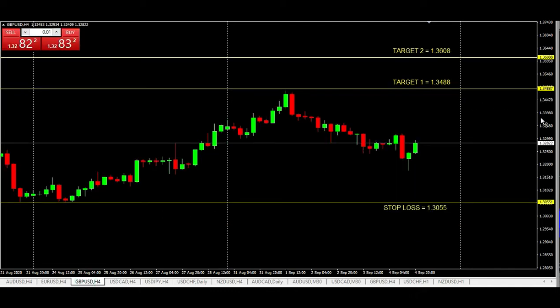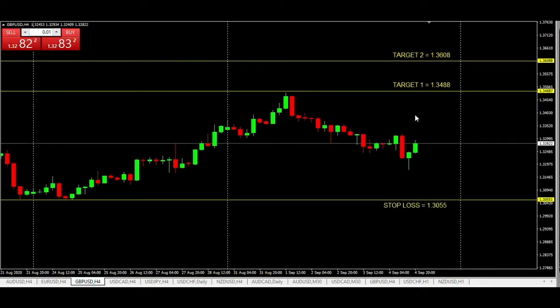Then you have the GBP USD. This too is going to go up, and our first target is going to be at 1.3488 and the second target at 1.3608 with the stop loss at 1.3055.